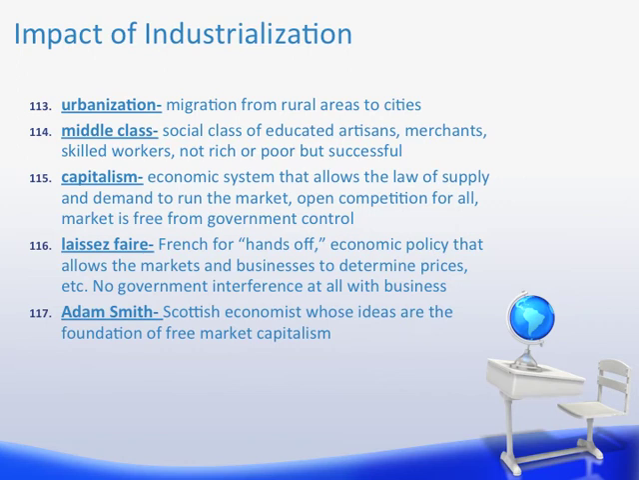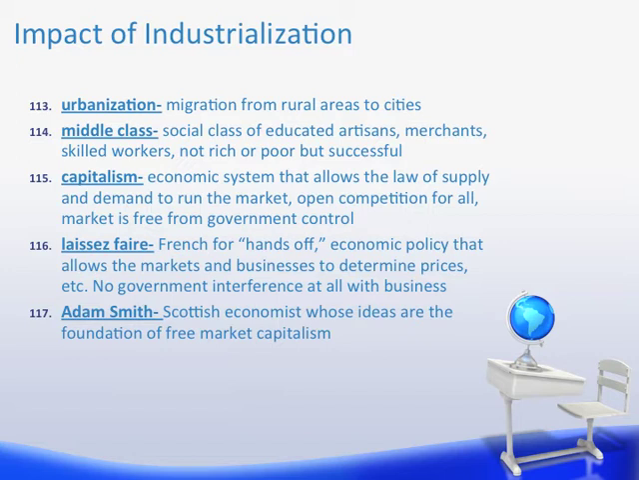The impact of industrialization. Well, the first one you get is urbanization. That is where people move from rural areas to cities, and you see that because of the enclosure movement and because of the factories. Factories are in cities. That's where people move for jobs because they no longer have land to farm. The middle class. This is the social class of educated artisans, merchants, skilled workers. They are not rich or poor, but they are very successful. And with industrialization, that is a growing class in society.